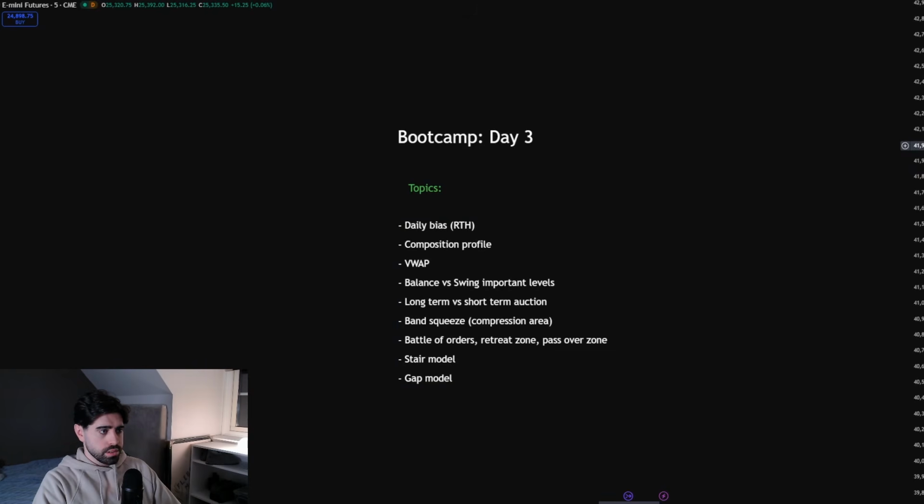Bootcamp Day 3. So here are the topics: daily bias, composition profile, VWAP, balance vs swing important levels, long-term versus short-term auction, band squeeze, compression area, battle of orders, retreat zone, passover zone, and lastly, stair model and gap model.